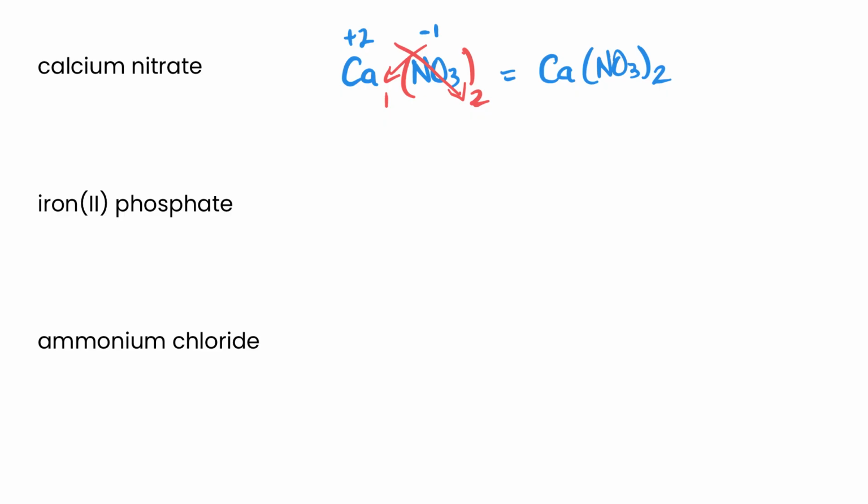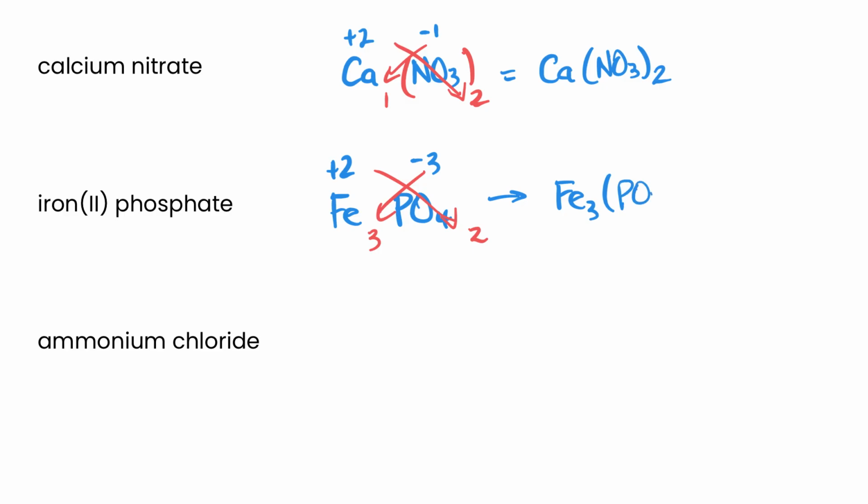Okay, the next one, iron(II) phosphate. So iron, the 2 in brackets tells us it's a +2, and then phosphate, PO4, is a -3. We're going to crisscross those down. So we have 2 phosphates and 3 irons. So that's going to give us Fe3, and then we need the brackets, (PO4)2.